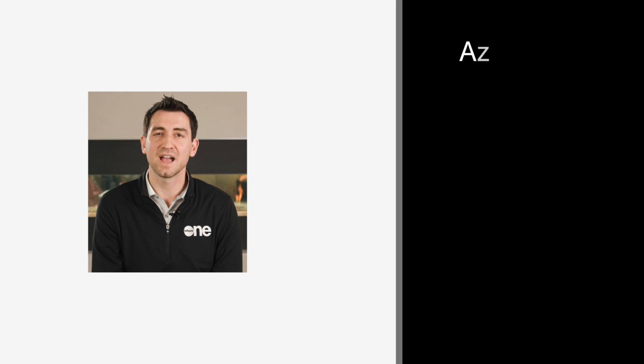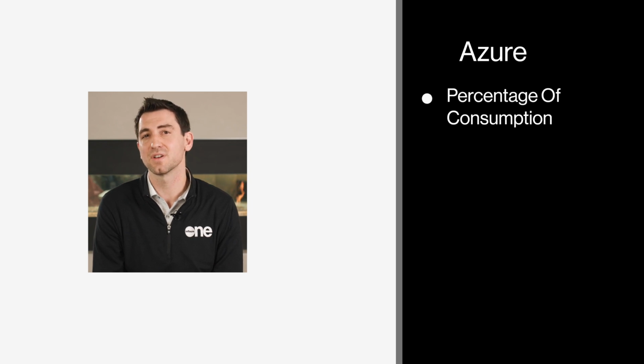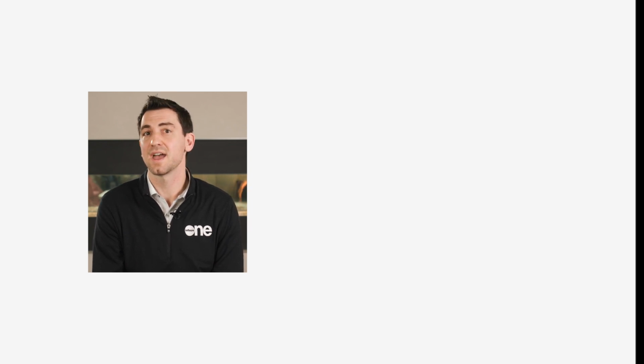And then the third option for Azure is a percentage of your consumption. So if you're spending X amount per month, SoftwareOne will look at that and offer you support for a percentage of that charge.